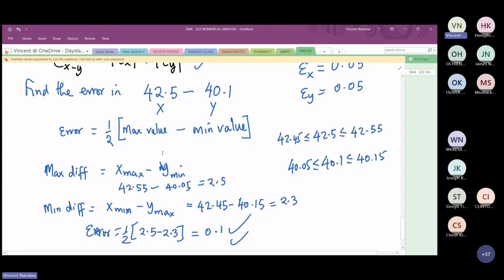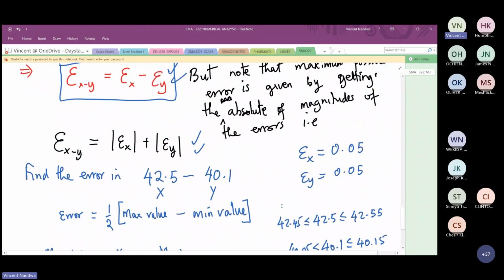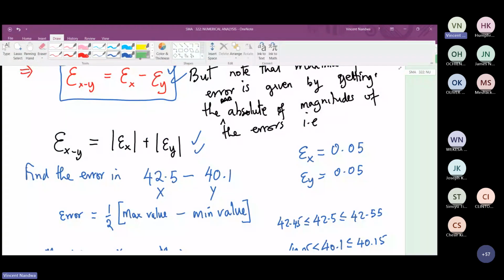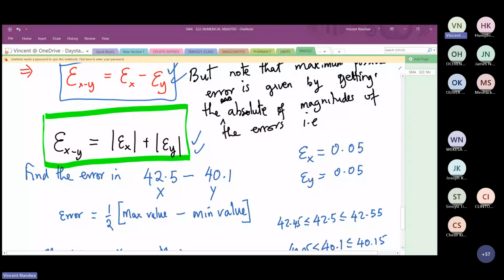That's good. So which means then now the formula for finding the error in difference turns out to be the same as the formula for finding error in sum, because it was the same as just addition of the two quantities.